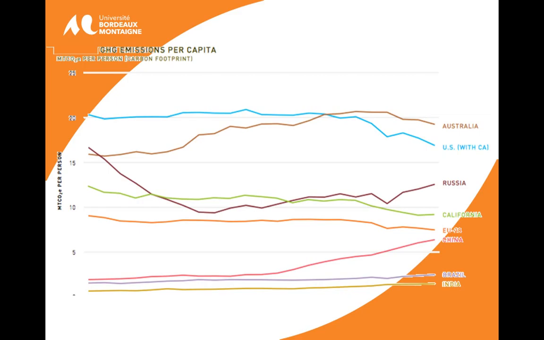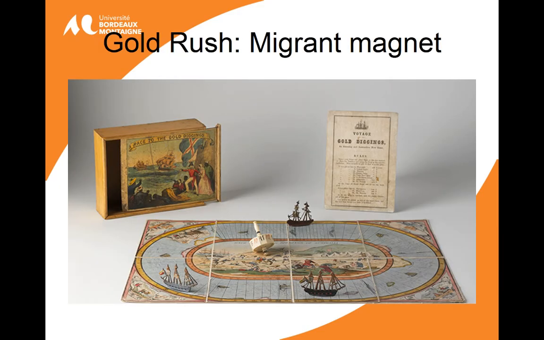And the pressure of the mining industry makes it difficult for the government to actually intervene. Let's get back to our gold rush. So the gold rush was a migrant magnet, as you can guess.